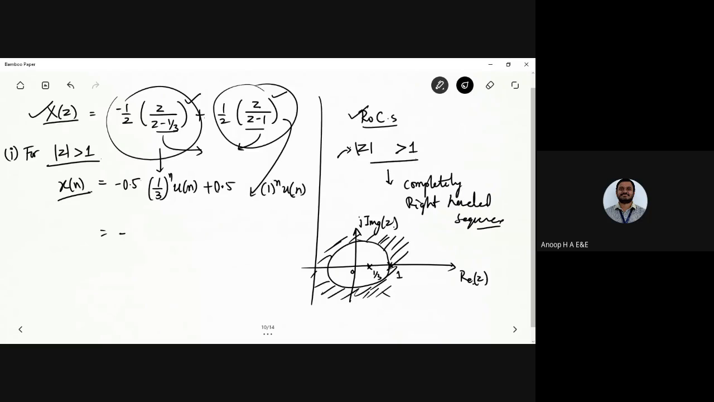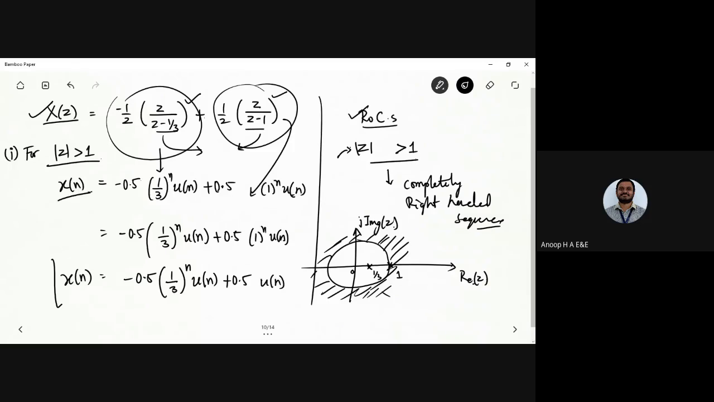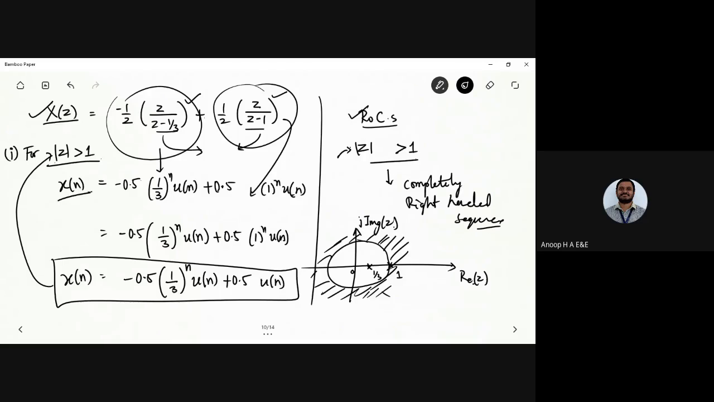So I have it as minus 0.5 (1/3)^n u(n) plus 0.5 (1)^n u(n). You can leave 1^n, it is 1 itself. So I have minus 0.5 (1/3)^n u(n) plus 0.5 u(n). That is the x(n) signal for the given sequence, that is mod z greater than 1. So for mod z greater than 1, I have this function which is written from X(z) to x(n).